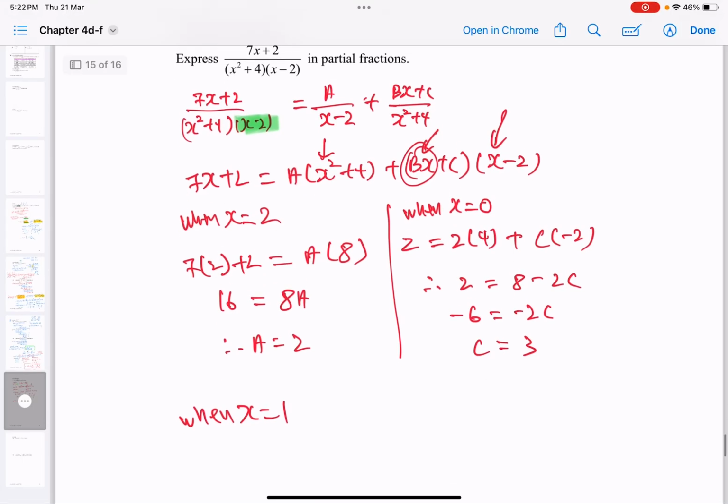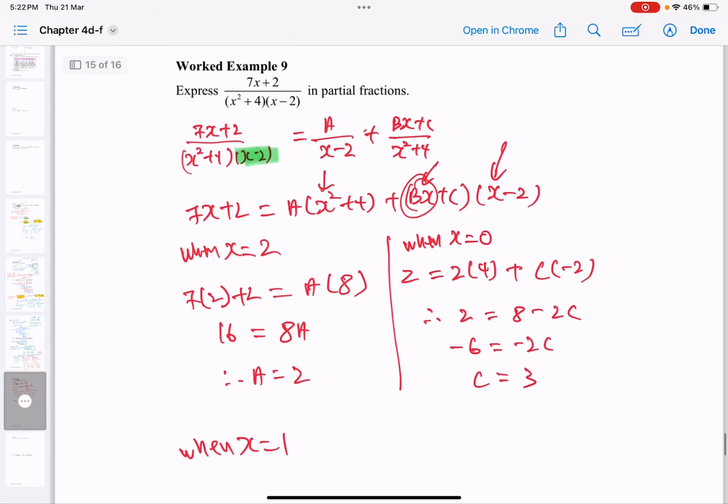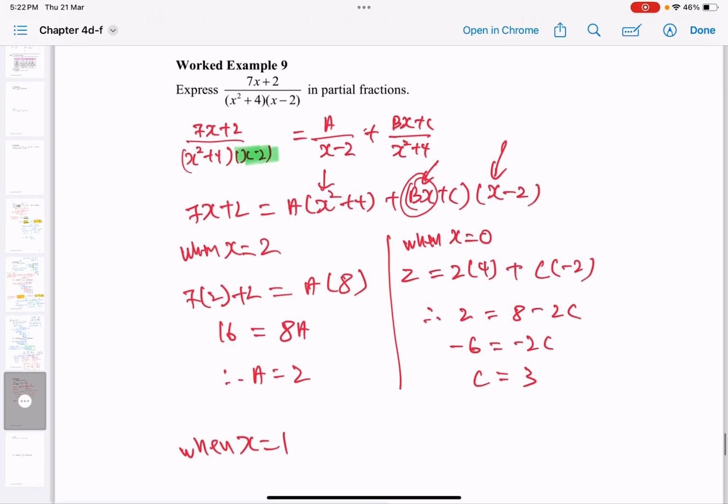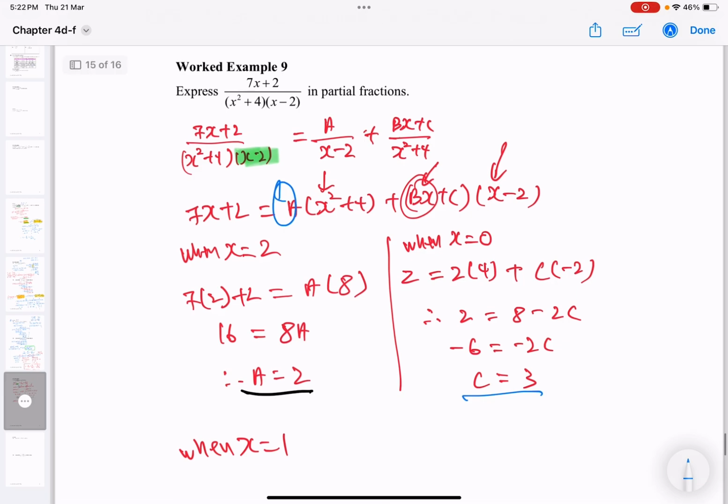Okay, so this is just a continuation video on worked example number 9. As we left off, since we've already found out what A is and what C is, what's left is to find out the value of B. If you know A and C, then you just need to substitute in a value of x equals 1.